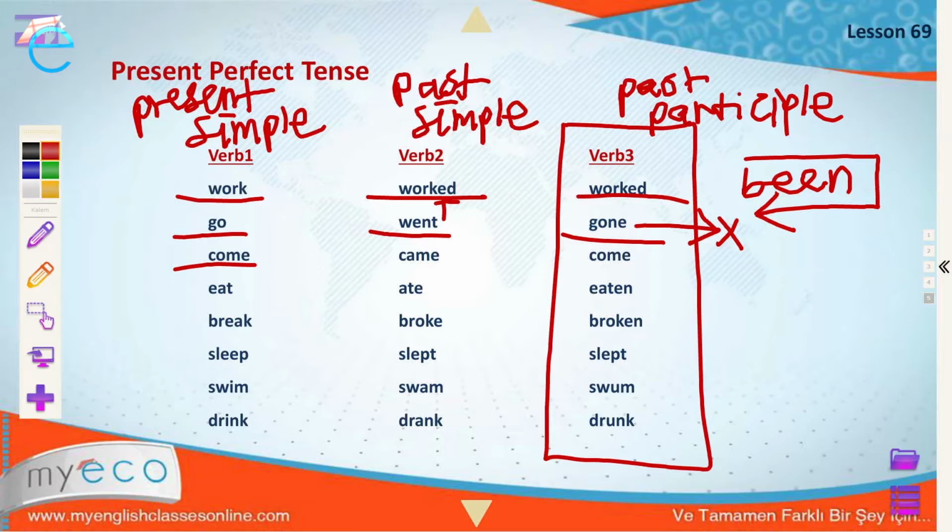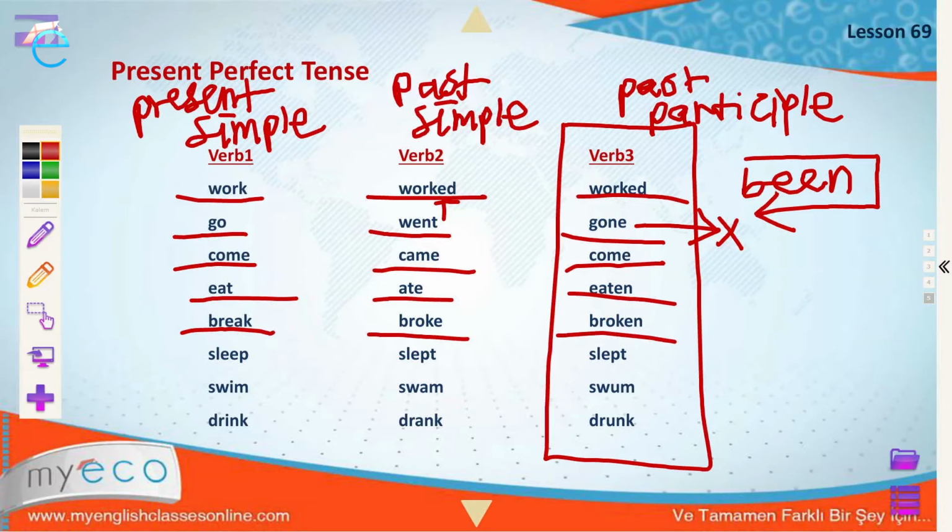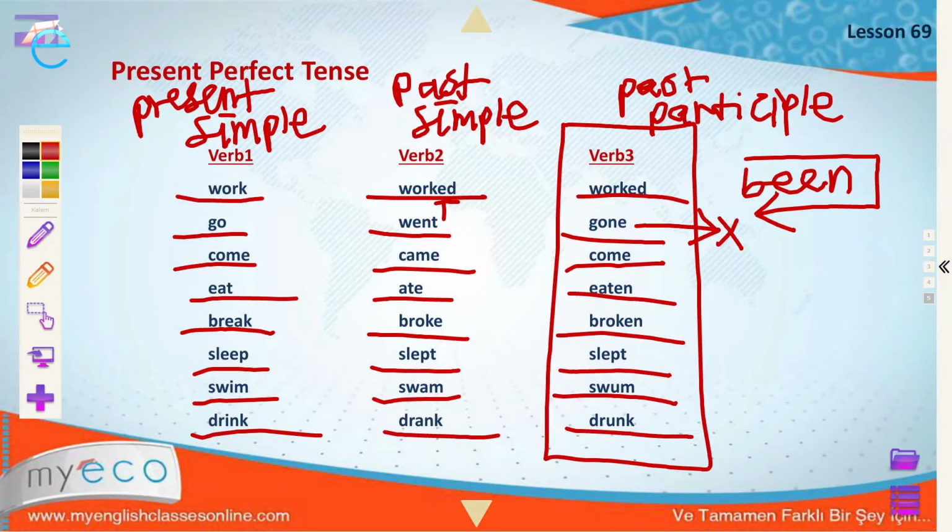And come, came, and come. Eat, ate, eaten. For example, have you eaten breakfast yet? Break, broke, broken. And sleep, slept, slept. Swim, swam, swum. And drink, drank, drunk.